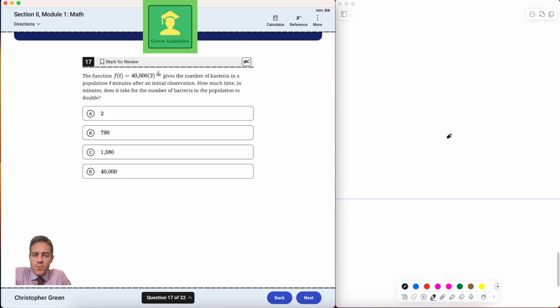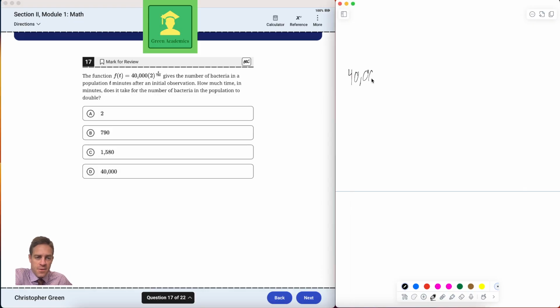That function gives the number of bacteria in a population t minutes after an initial observation. How much time in minutes does it take for the number of bacteria in the population to double? This is actually simple if you understand the phrasing of the function. So it's 40,000, which is the starting value, times, now I'm going to put this in a big bracket, 2 to the t over 790.